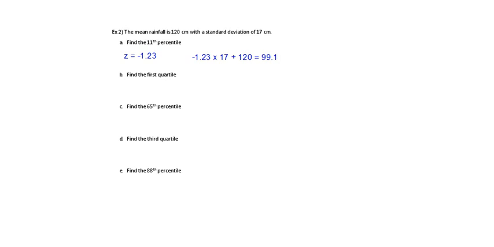All right, next up is the first quartile. Remember, first quartile means 25%. And if you look that up on the chart, the z-score is going to equal negative 0.67. Once you have that, we can do negative 0.67 times 17 plus 120. That's equal to 108.6.